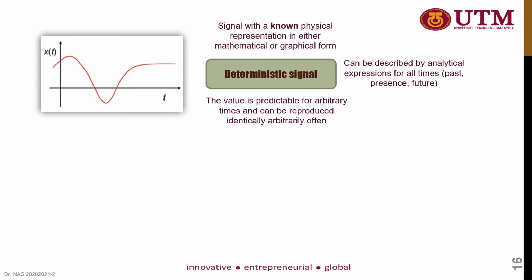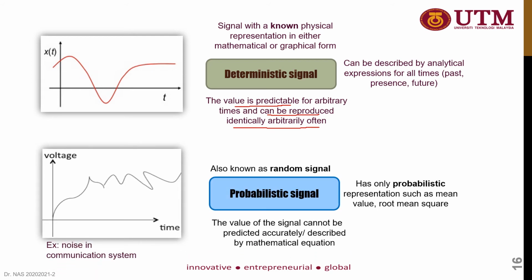Okay, next is the deterministic signal. A signal in which the value is predictable. It can be reproduced identically, arbitrarily often. However, a probabilistic signal is also called a random signal, when the value of the signal cannot be predicted. For example, noise.